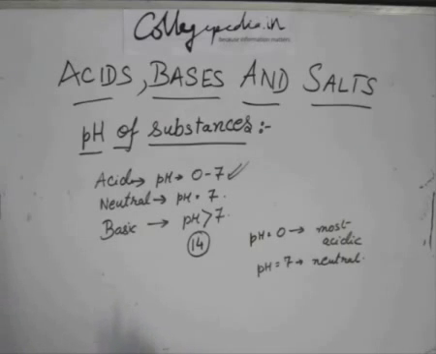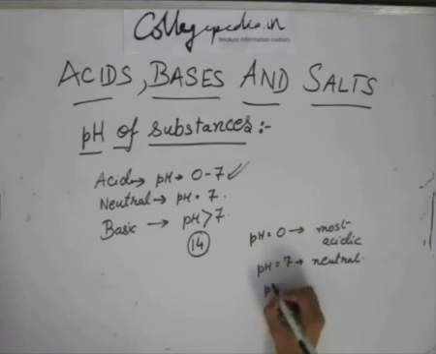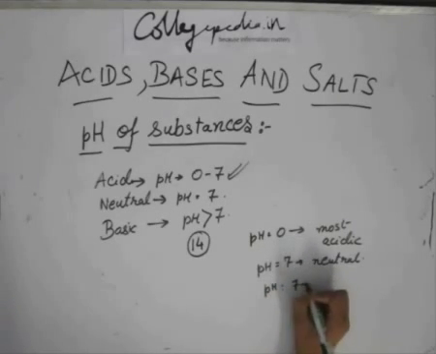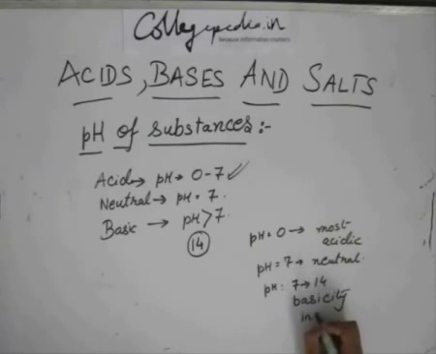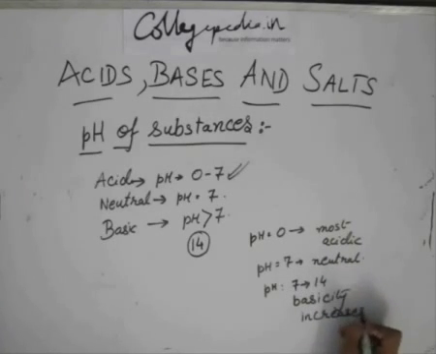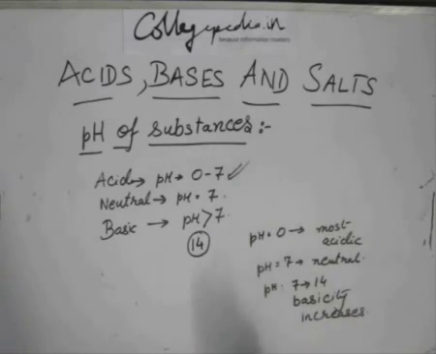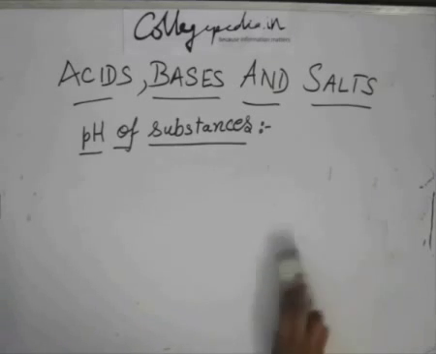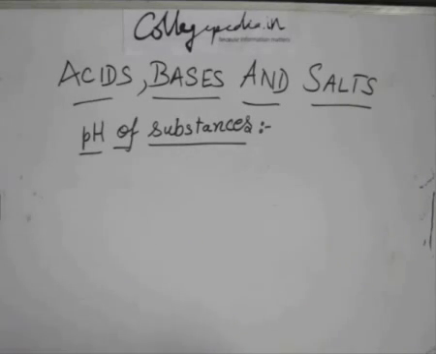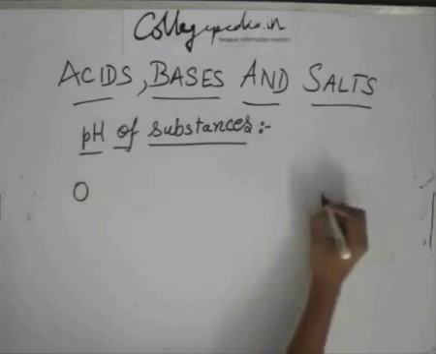pH is generally not measured beyond 14. So as we go from 7 to 14, the basic nature or basicity increases, because the H plus ion concentration further decreases and OH minus increases, so the basicity will increase. This is what we call the pH scale, a scale from 0 to 14.